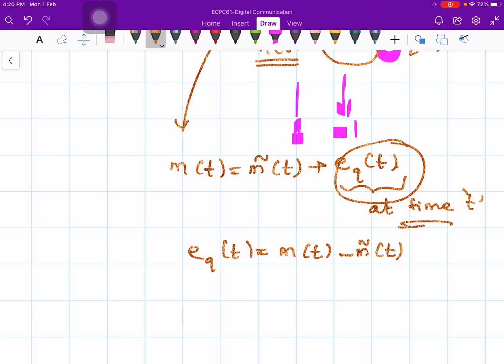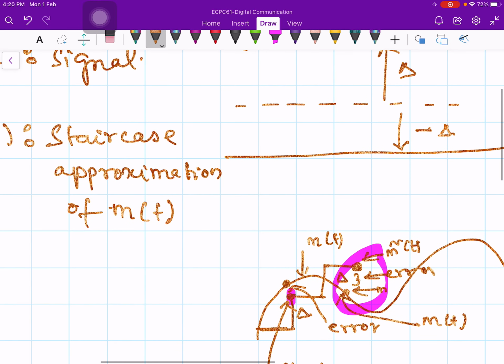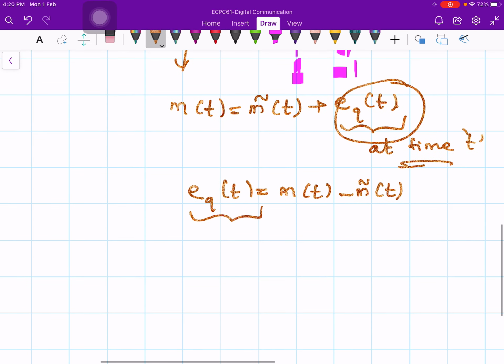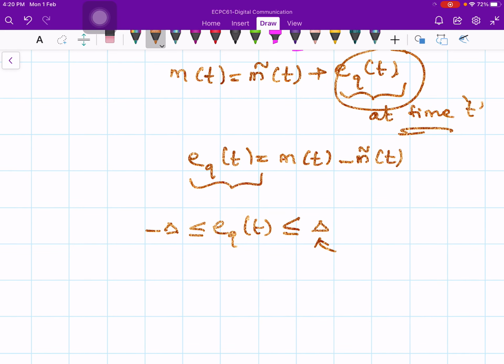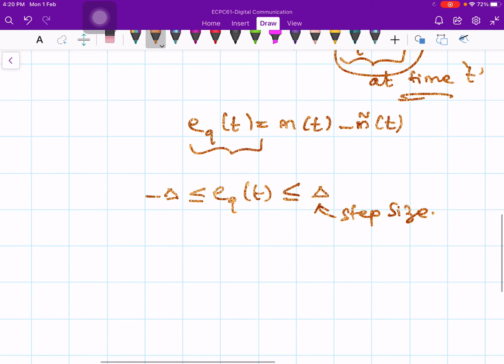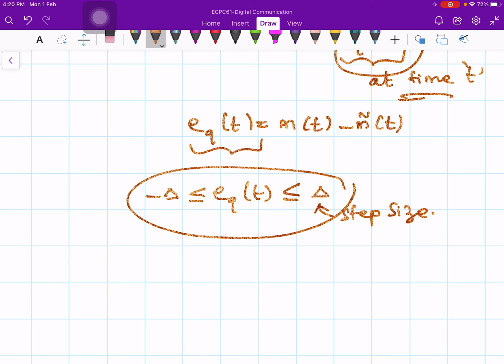And of course, the magnitude of this error will always be less than or equal to delta. At the most you can go up to delta, or at the most you can go down to minus delta. So e suffix q of t is less than or equal to plus delta, and greater than or equal to minus delta. By the way, what is the delta? Step size. And this is the condition in the absence of slope overloading.